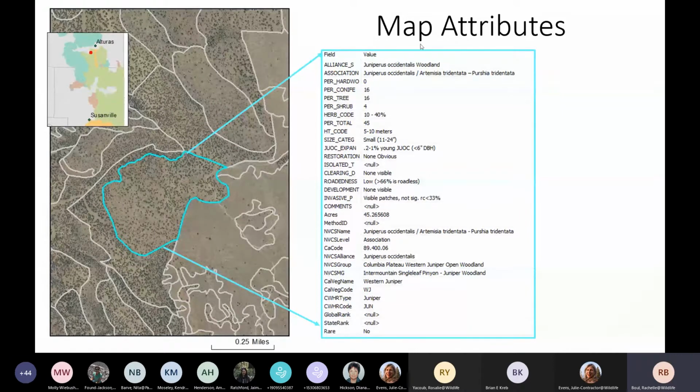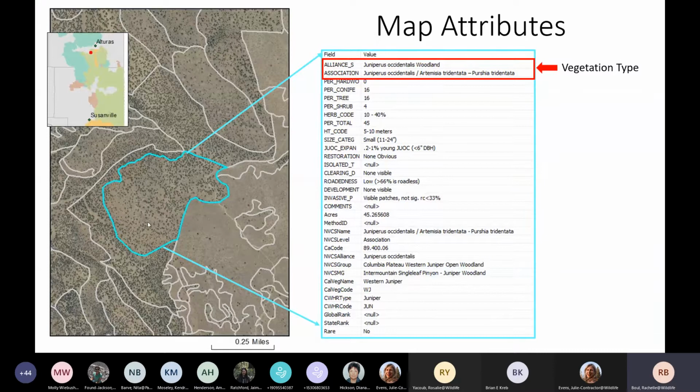Here's the list of attributes. Of course, you have the vegetation type at the top that is based on the classification that was created from the data collection within the region. And as I said, this is mostly an association level map. This is the Juniperus occidentalis, Artemisia tridentata, Purshia tridentata association. That's what this polygon is attributed as.